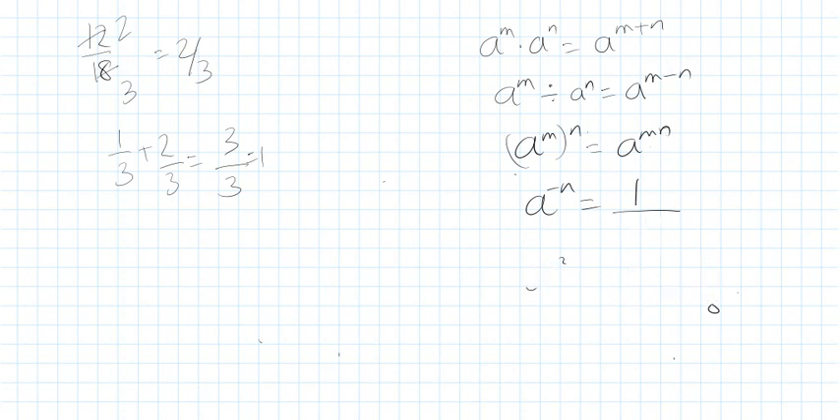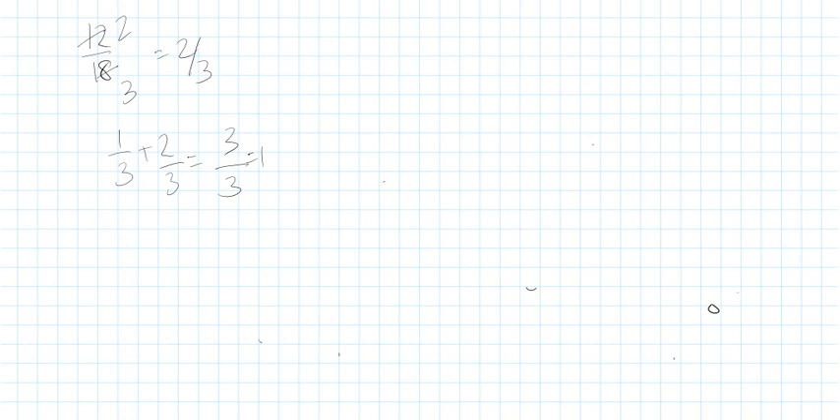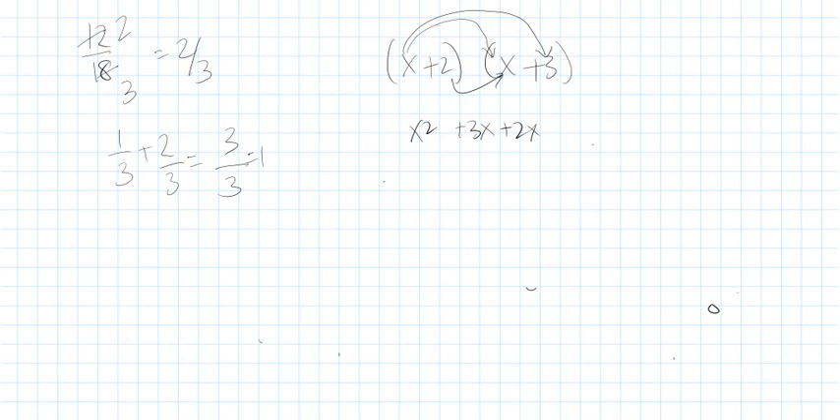So let me just erase this. Okay, so let us look at the expansion of 2 brackets. If you have x plus 2 times x plus 3, one way of doing it is actually doing 1 by 1. So x times x, x squared, x times 3, 3x, 2 times x, 2x, 2 times 3, 6. So you get x squared plus 5x plus 6. So you can use that technique to actually expand brackets.